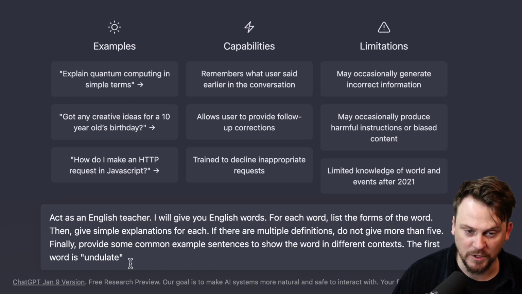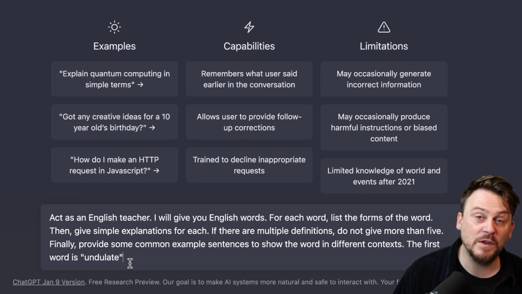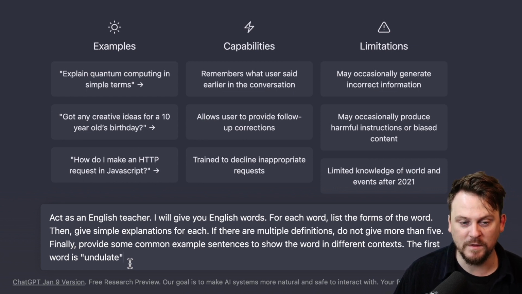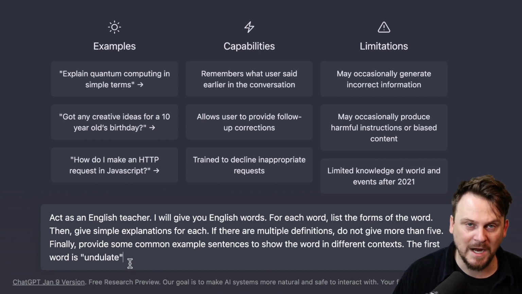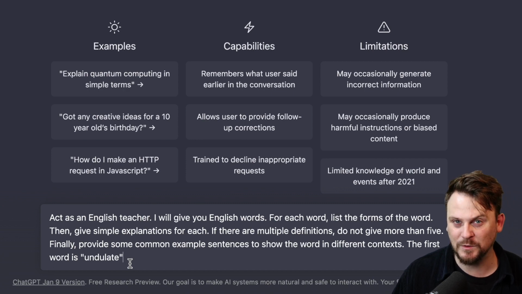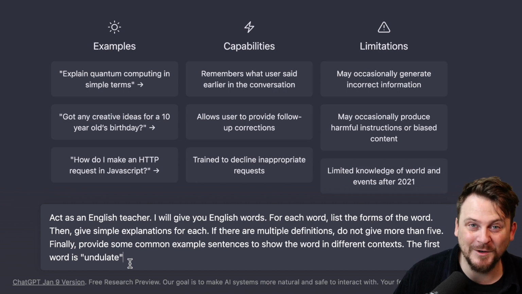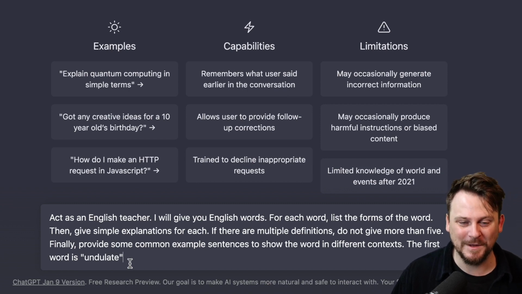Act as an English teacher. I will give you English words. For each word, list the forms of the word. Then give simple explanations for each. So I want the explanation, not just the definition. That makes it a little more natural. You may have noticed in a lot of dictionaries, the definition is harder to understand than the word sometimes. Explanations. Explain it to me.